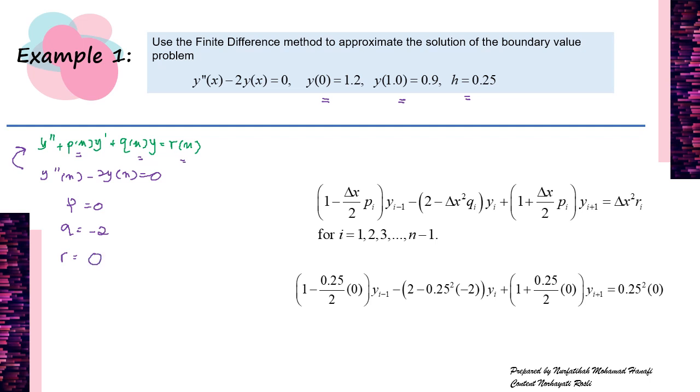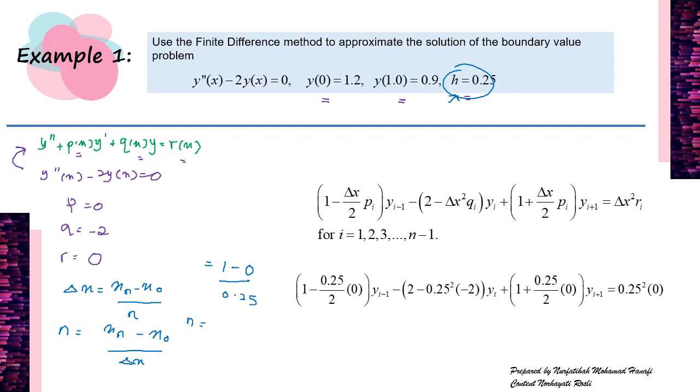Then, since the step size is given to us, we need to calculate our n. We know our delta x is equal to (xn - x0) divided by n. So n is equal to (xn - x0) divided by delta x, where xn is equal to 1 and x0 is equal to 0, divided by delta x. Delta x is equal to 0.25. So we have n equal to 4.